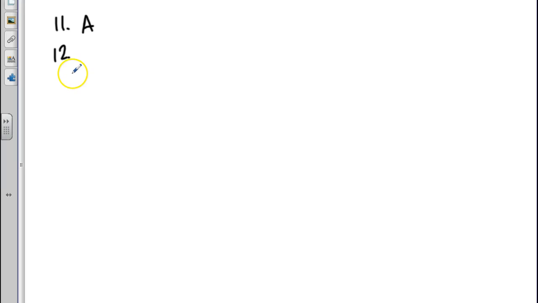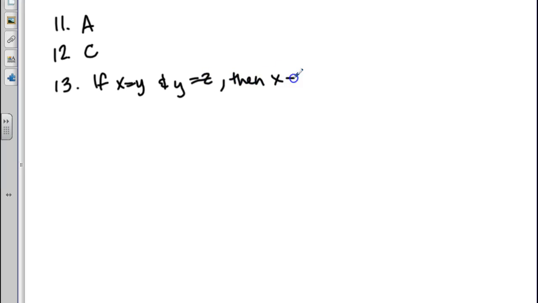Which of the following is an essential part of a good proof? C, listing the given information. Essential part, knowing where to start. Choose the property that justifies the statement. If x equals y and y equals z, then x equals z. So we have 1 to 2, 2 to 3, therefore 1 to 3.